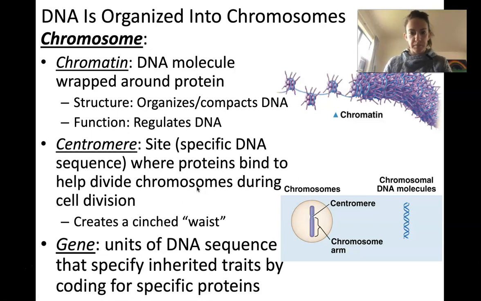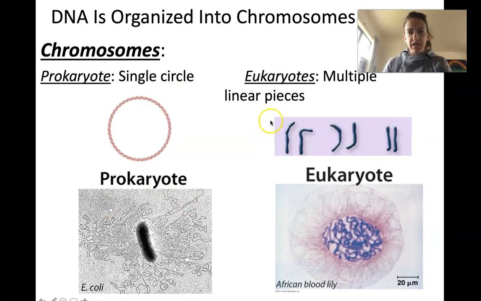Okay. So how DNA is organized into chromosomes. In prokaryotes like bacteria, you have a single circular chromosome. In eukaryotes like us and plants and animals, we have linear pieces of chromosomes. Okay. So here's how it would look in a plant, an African blood lily. You can see this condensation here of chromosomes. And when you lay them out like this in pairs, that's called a karyotype.